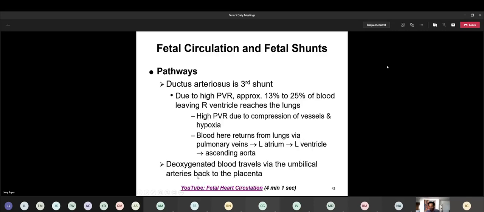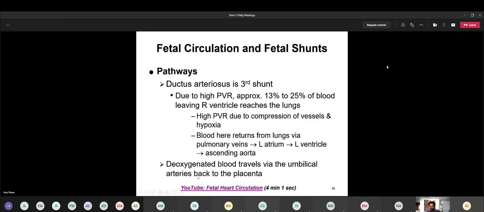Okay, and again, because of the increase in pulmonary vascular resistance, any blood that tries to make its way out into the lungs is really going to have a hard time. So about 25% of it will, but the rest of it, as we know, will take the path of least resistance and shunt over through the ductus arteriosus into the aorta.